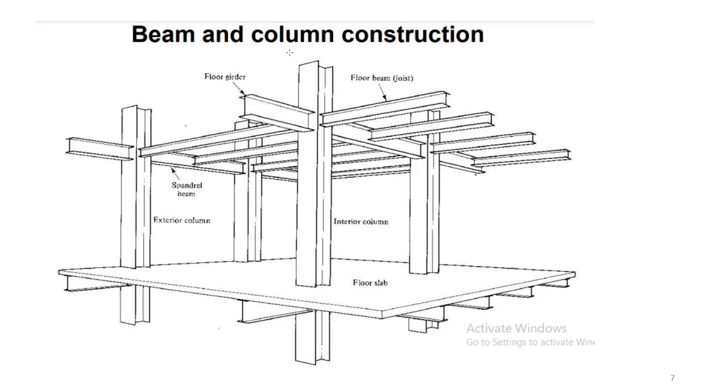These spandrel beams carry floor loads as well as wall loads, the loads which are supported over these beams. Those loads are also carried by these spandrel beams. We used to provide them on the exterior side of the structure. Some of the floor slabs will be there, and some of the floor beams we can see here. And different types of beams we used to design in steel structures, depending on their requirements.